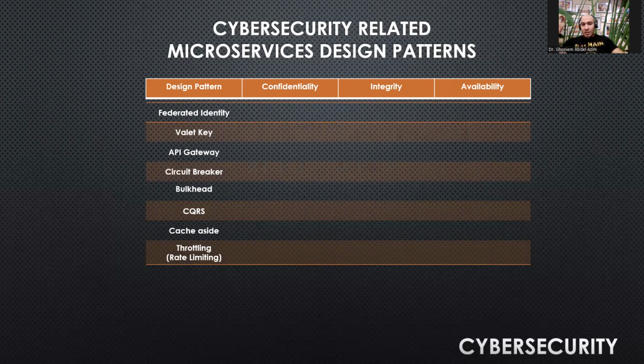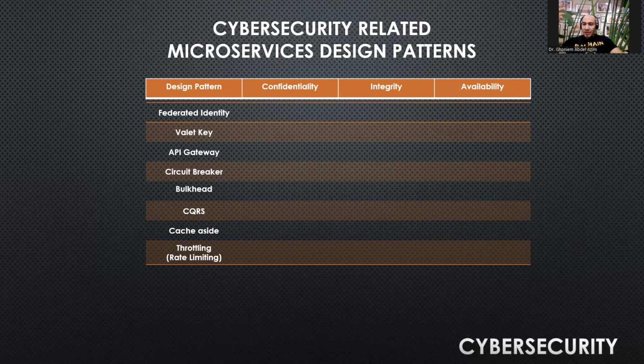Number 1, the federated identity. Number 2, the valet key. 3, the API gateway. 4, the circuit breaker. 5, the bulkhead. And 6, the CQRS, and 7, the cache aside, and the final one is the throttling, which can be implemented using rate limiting. So let's go straightforward with each one, the meaning of each one and how it impacts the CIA triangle.